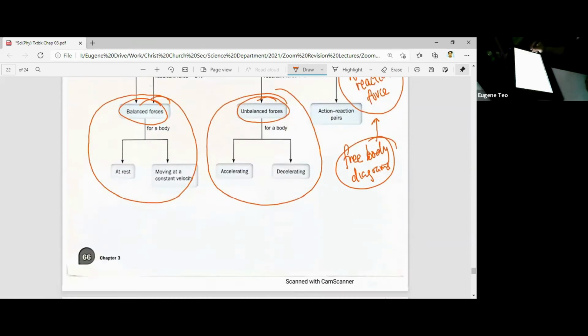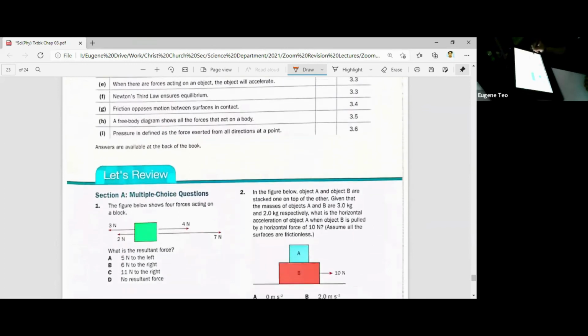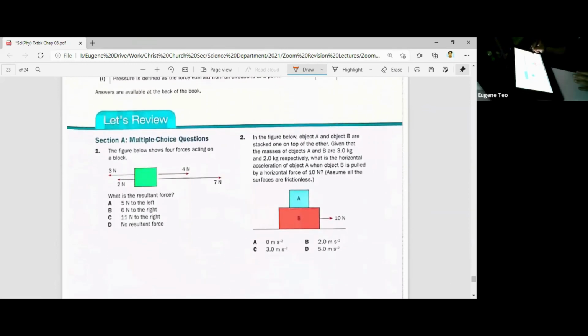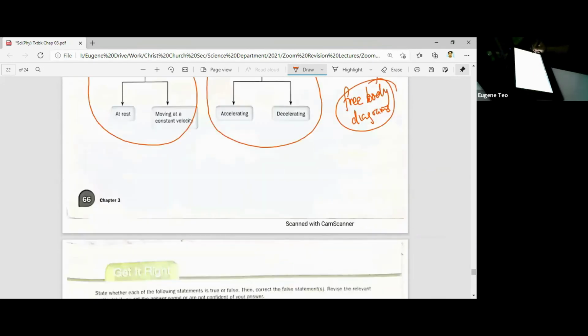Okay, so that's for forces here. I don't have anything much for you already. So that's all for today. Key idea: practice, practice, practice. Okay, that's all from me.